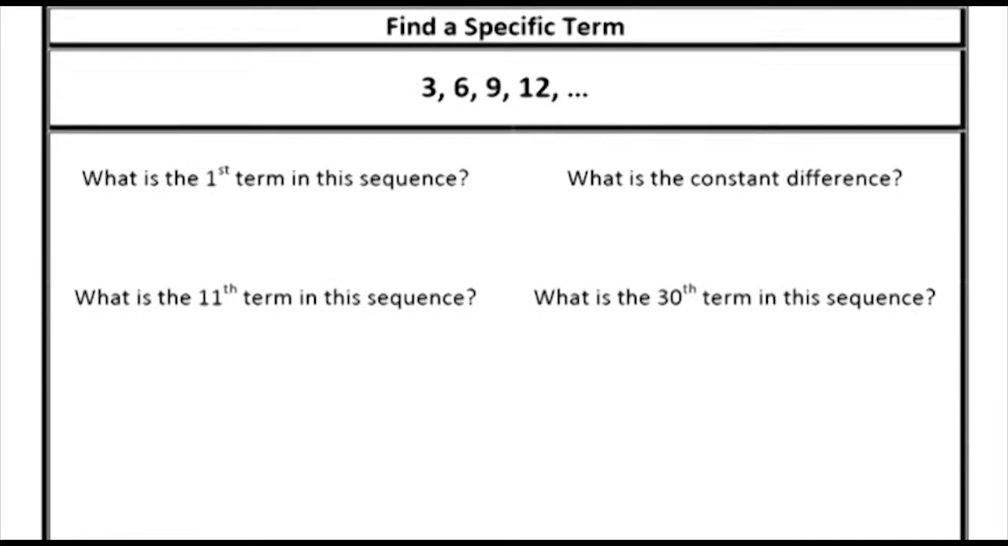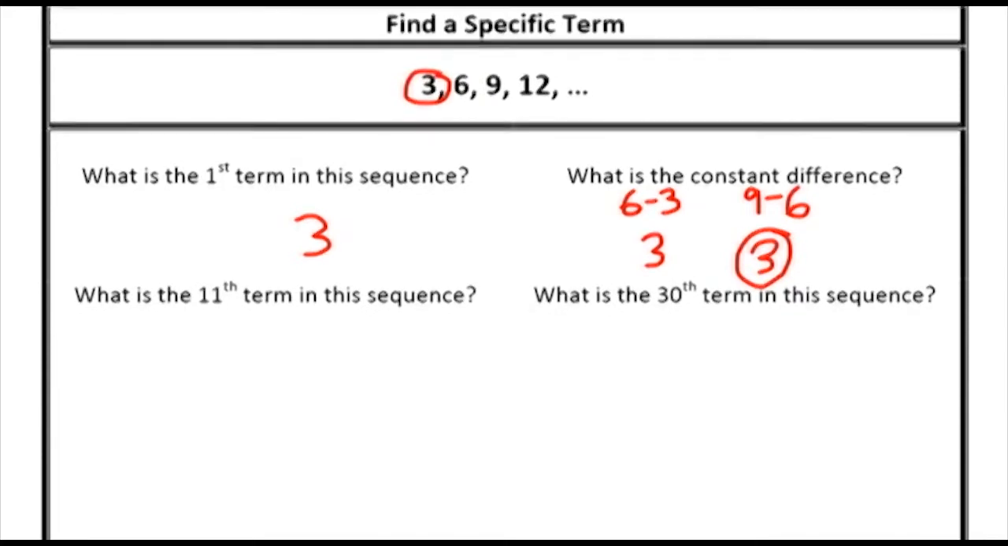So let's try finding a specific term here. We need to find the first term in the sequence. That's given to me. It's 3. Constant difference. We subtract a couple. 6 minus 3, you get 3. 9 minus 6, you get 3 again. So I have a constant difference of 3.